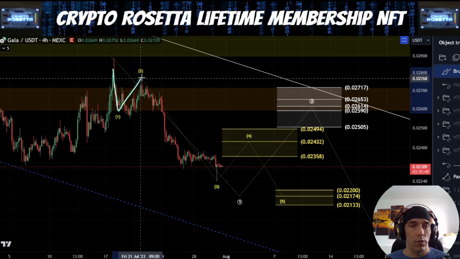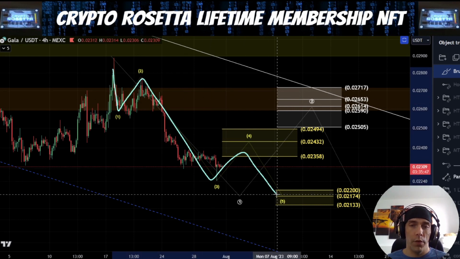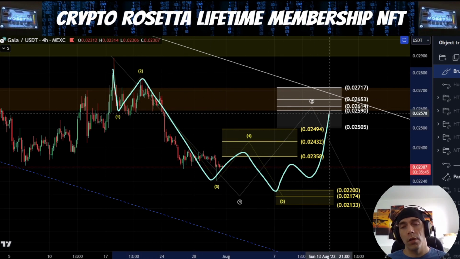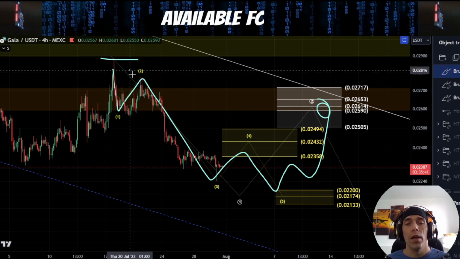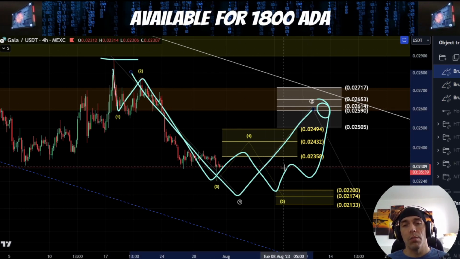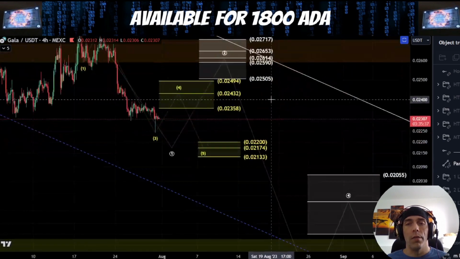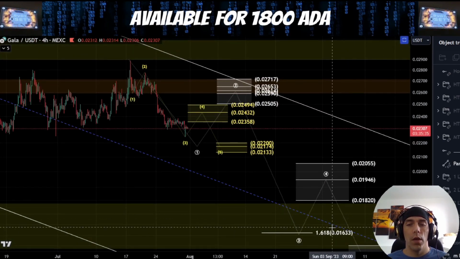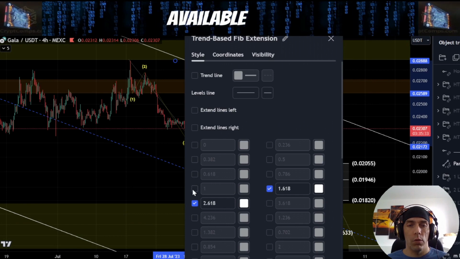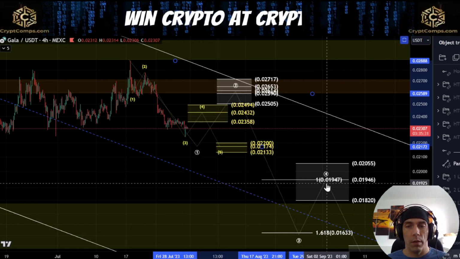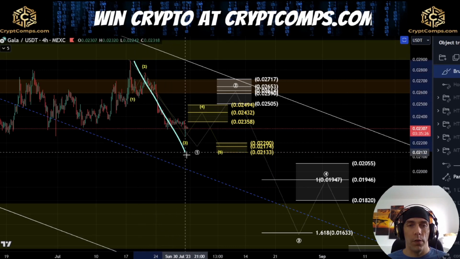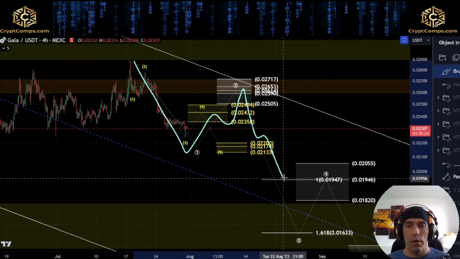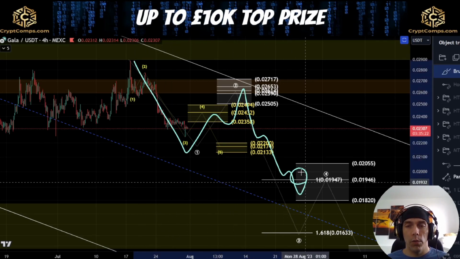If we do count this as 1, 2, 3, 4, 5, then what we would be looking out for is that if we only get a 3-wave move to the upside and we fail to break back above this high, this could actually indicate we're going to see some extension to the downside. Now, this move could just be a simple ABC, in which case what we would then be looking for would be something like a move down towards this 1947. So a move down like this, 5 waves down, 3 waves up, another 5 waves down, looking for this 1-to-1.